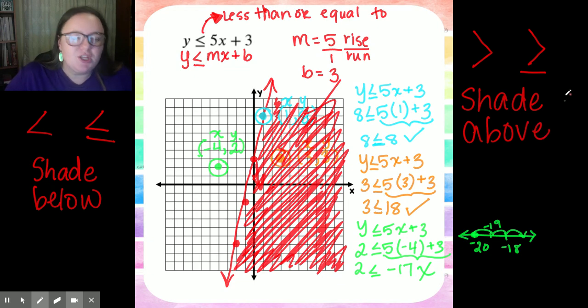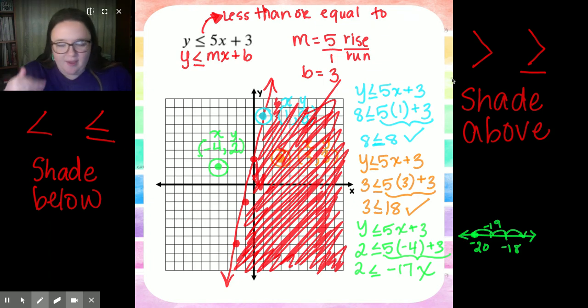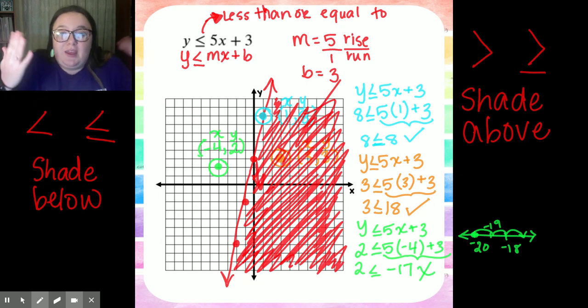So you will start to learn these rules in the next couple of videos, and as we practice, you won't have to make test points every single time. You will just learn these rules and say, hey, if it's this symbol, that means I'm going to shade below, so all those points are good, right? You won't have to make all these test points and substitute all these values. This is just explaining why these rules work, okay?